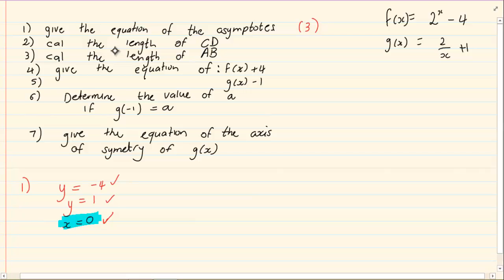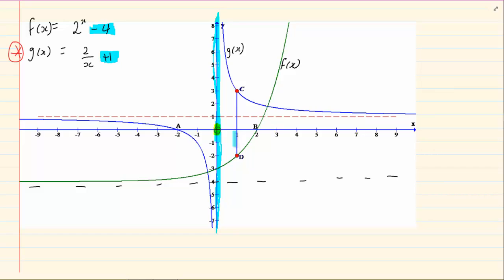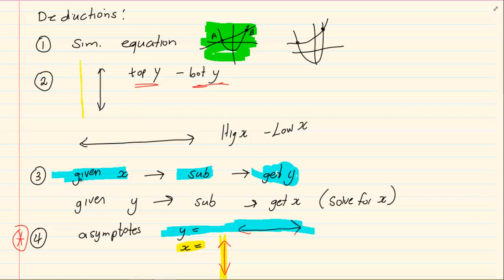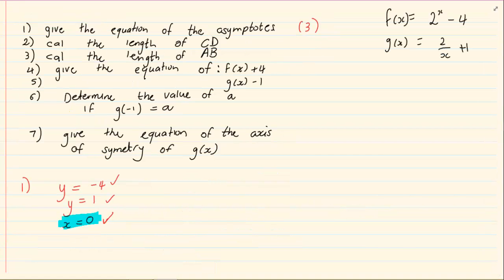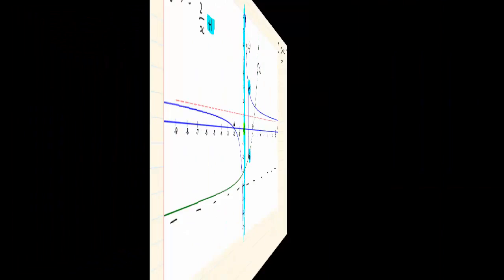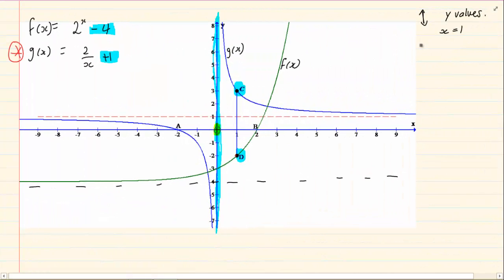Then they say calculate the length of CD. Now let us look where C and where D is. Now we know if we are working with lengths that are this way, we need the y values. What do we have? We have the x value. Once we have the x value, how do we get the y value? You substitute into the original and you get y. So we're going to take the two equations. F of x, so it's going to be 2 to the power of 1 minus 4, which gives me minus 2. And then we've got g of x, substituting the x value in order to get the y value.